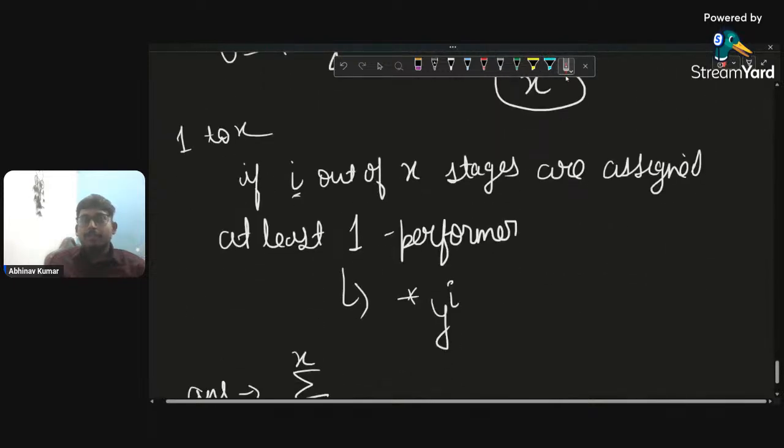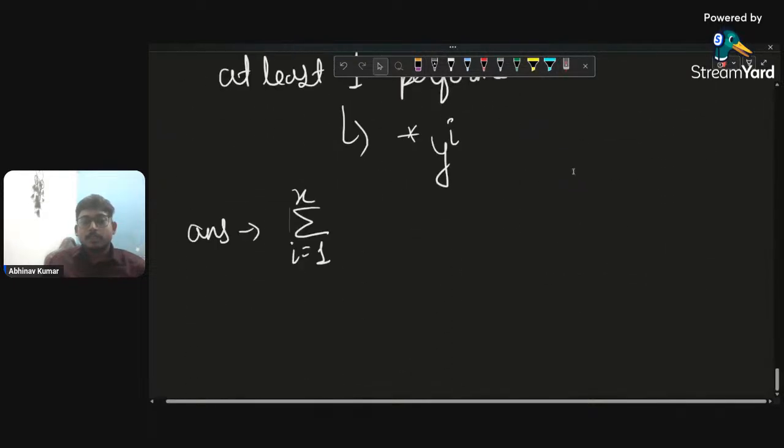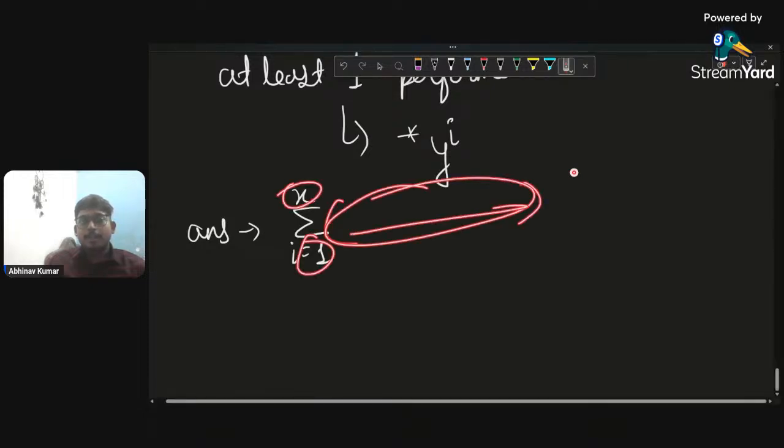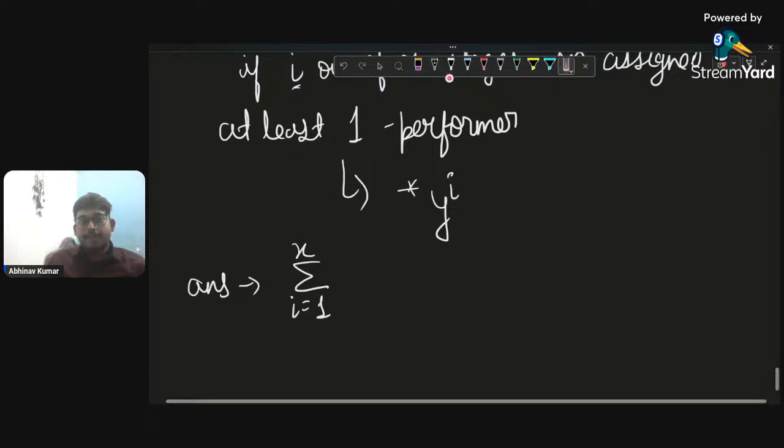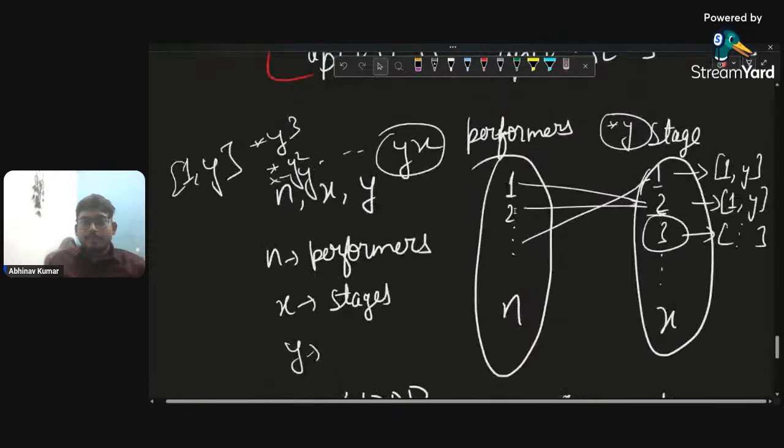So if we divide this problem like this, we can write the sum for every I from 1 to x. If we can find for every I what are the number of ways, and add those ways, then we can find the answer. Now what would come here? So if you have fixed your I, among those n performers, there are exactly I stages that are assigned some performers, at least one performer.